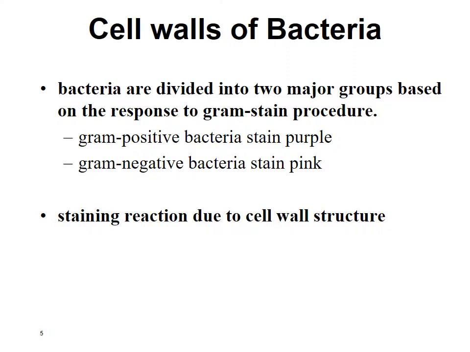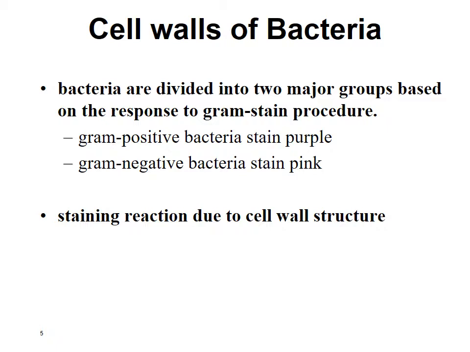In 1884, a Danish bacteriologist called Hans Christian Gram developed a technique that divided bacteria into two major groups based on the response of those bacterial cells to a procedure called the Gram stain procedure or Gram stain reaction. Bacteria that stain purple as a result of this reaction are called gram-positive bacteria, and those that stain pink are called gram-negative bacteria.